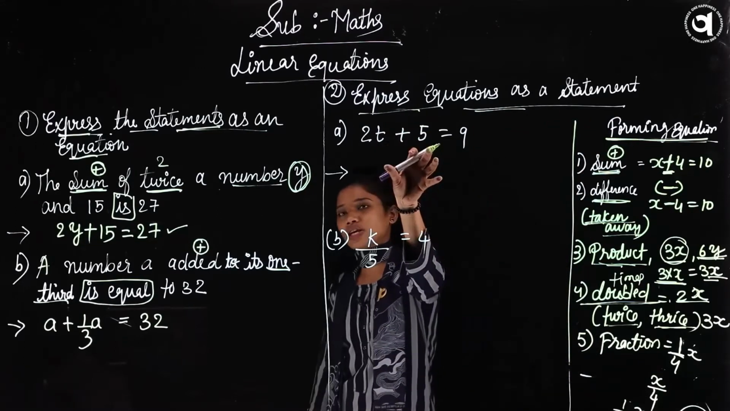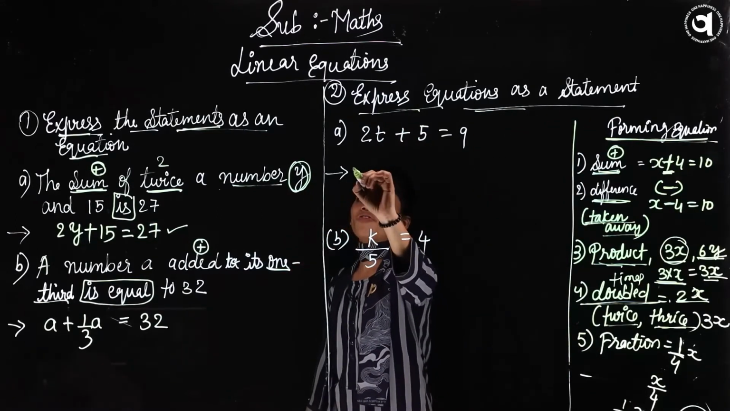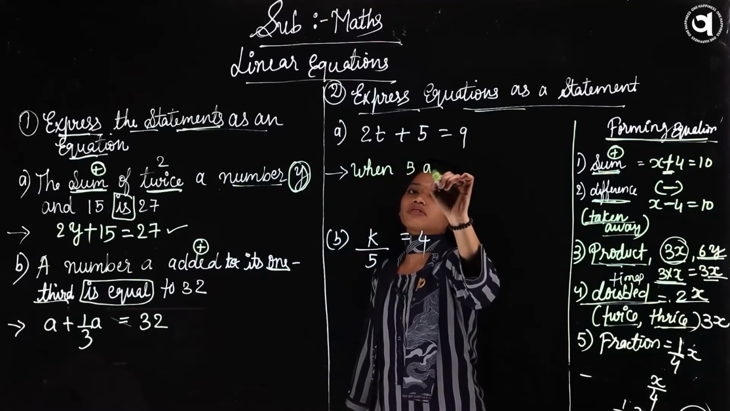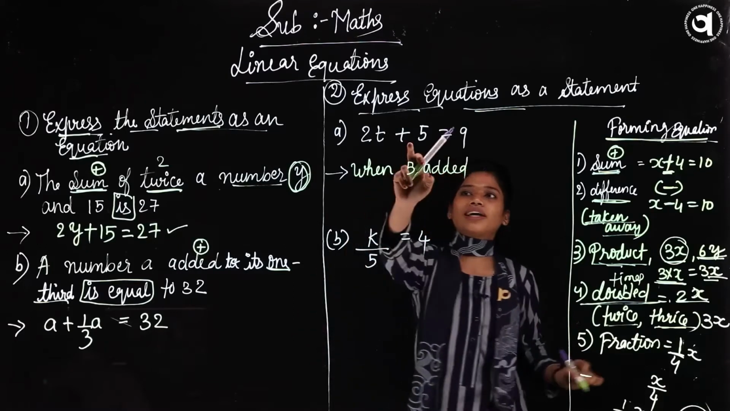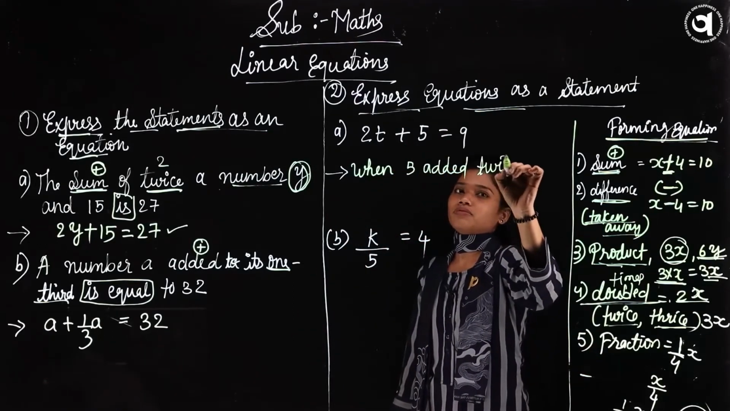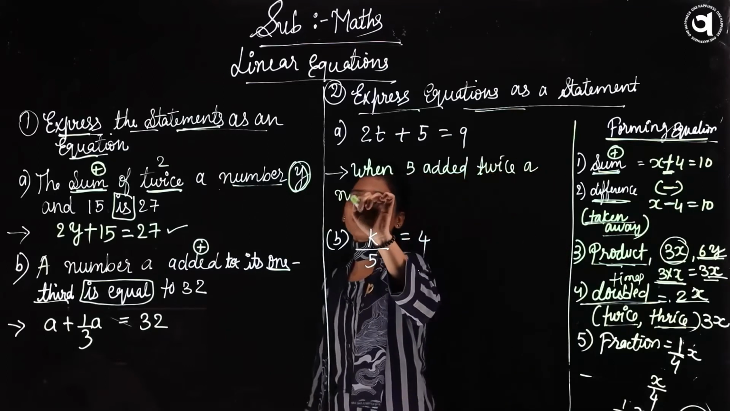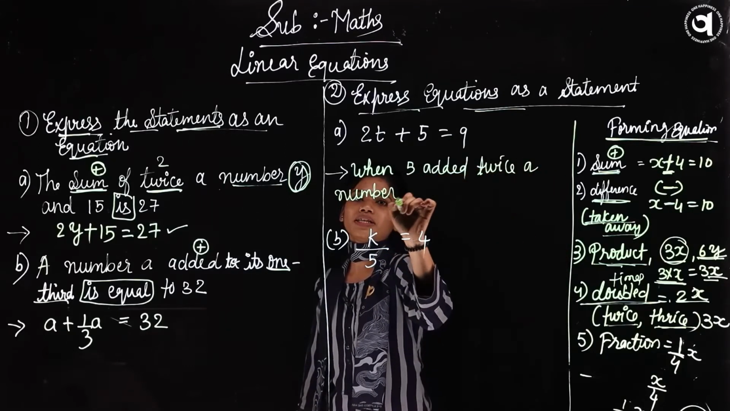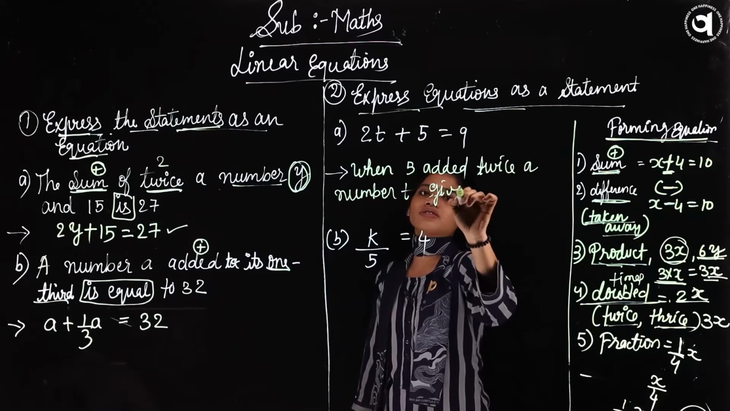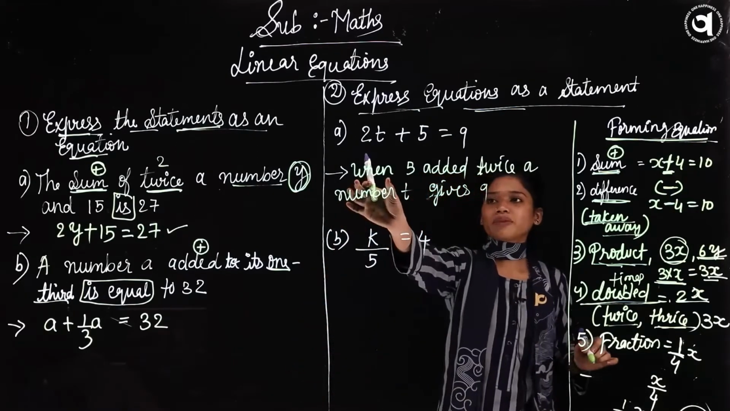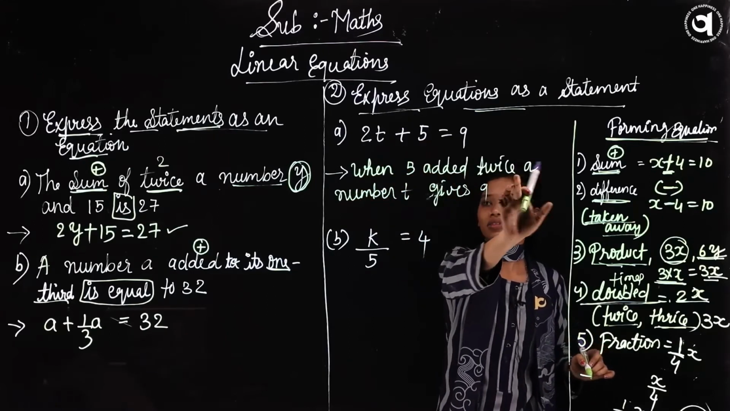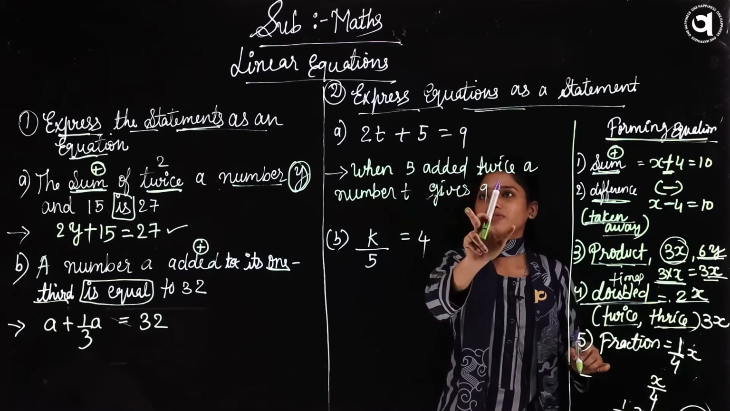Now the next question is to express the equation as a statement. The equation is given, and you have to make a statement. In place of plus we can take "added". So when 5 is added to twice a number, and the variable taken here is t, it gives 9. So the statement is: when 5 is added to twice a number t, it gives 9.